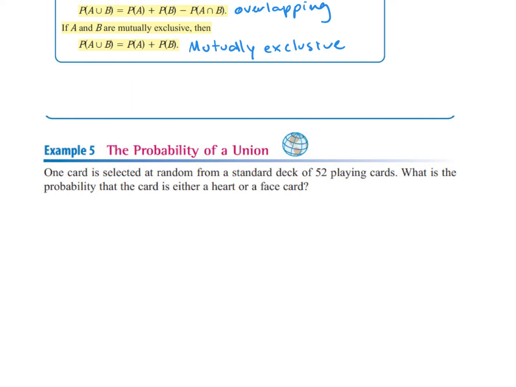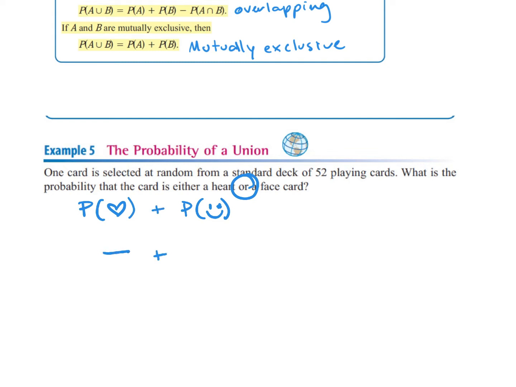For example 5, one card is selected at random from a standard deck of 52 playing cards. What is the probability that the card is either a heart or a face card? So we're finding the probability of it being a heart and the probability of it being a face card. It says or, so what am I going to do to these two numbers? I'm going to add them.